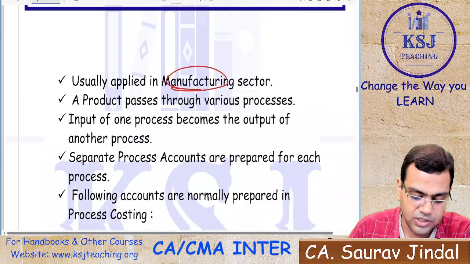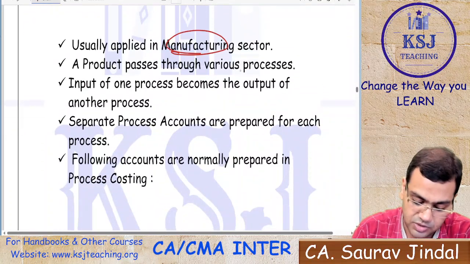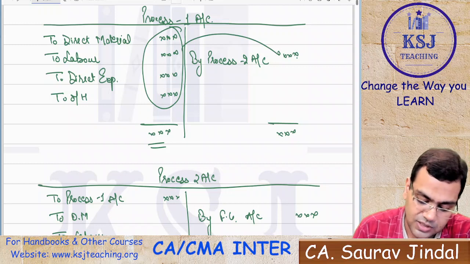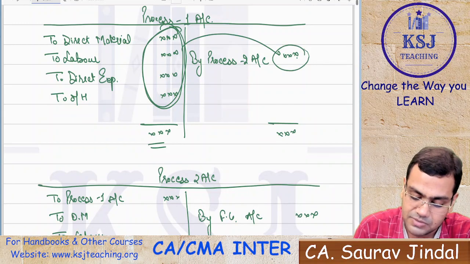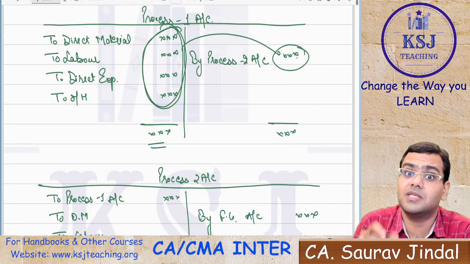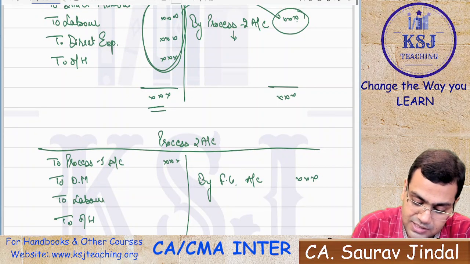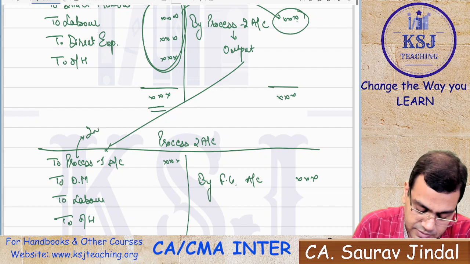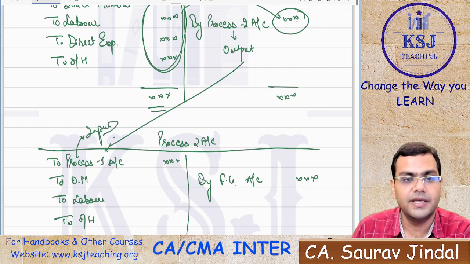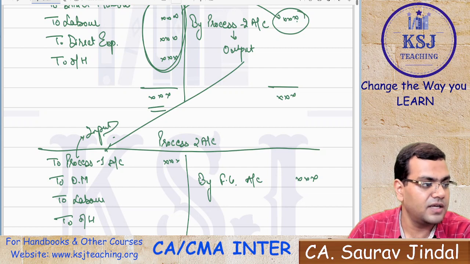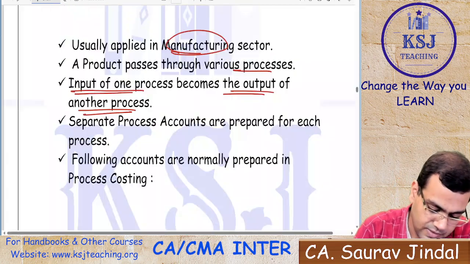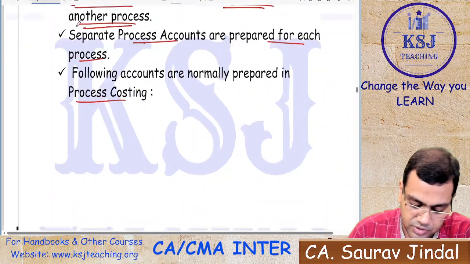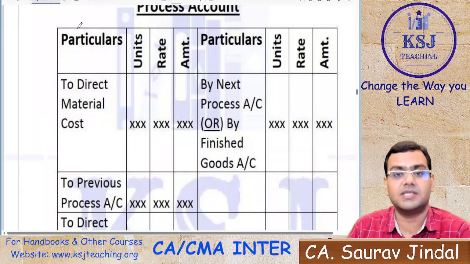So process costing is usually applied in the manufacturing sector. A product passes through various processes. The output of one process becomes the input of the next process. Clear? After that, separate process accounts are prepared for each of the processes. The following accounts are normally prepared in process costing. So, this is how the process account is to be prepared.